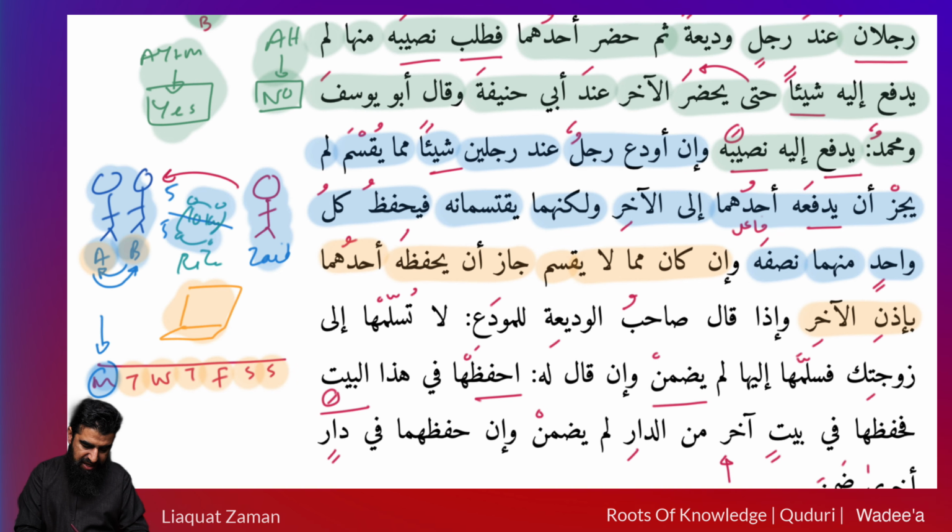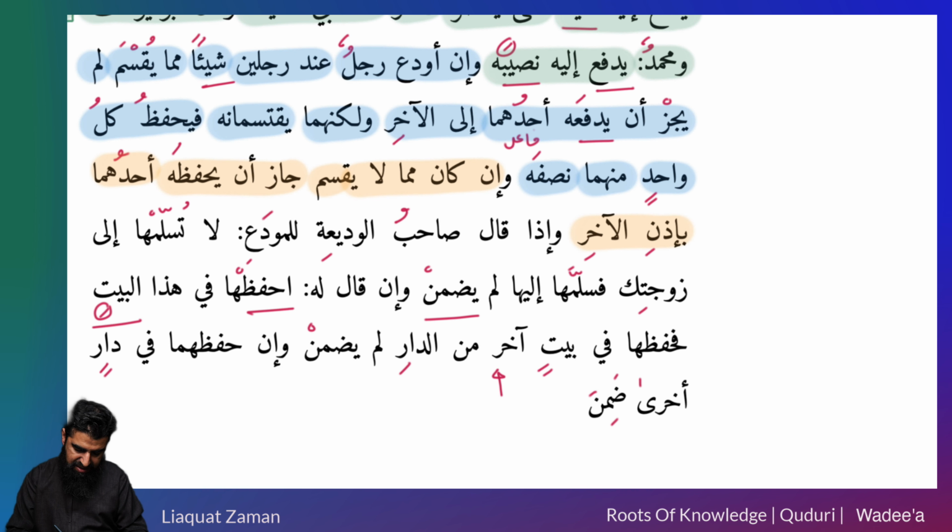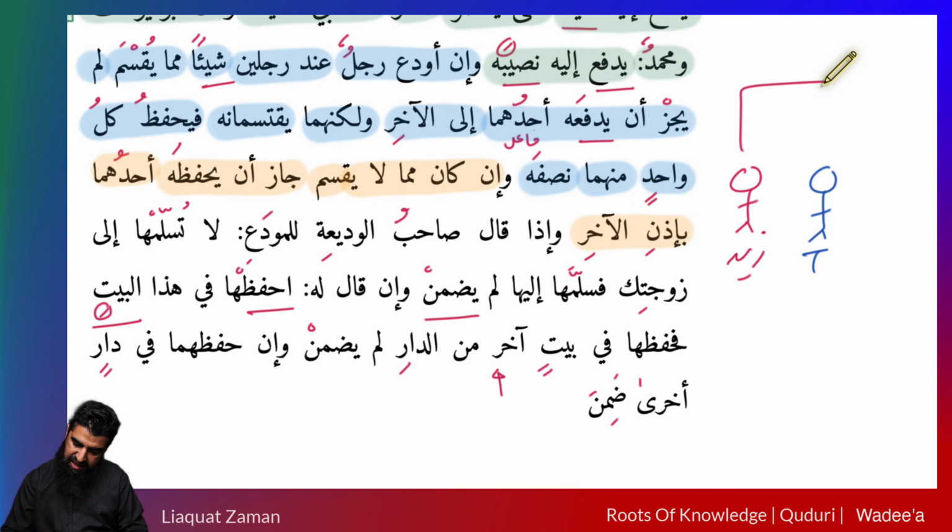Okay, so let's have a go at the next one. Now, this is another masala. Let's say for instance, this is Zaid, the depositor, and this is the trustee. Let's call him Mr. T.